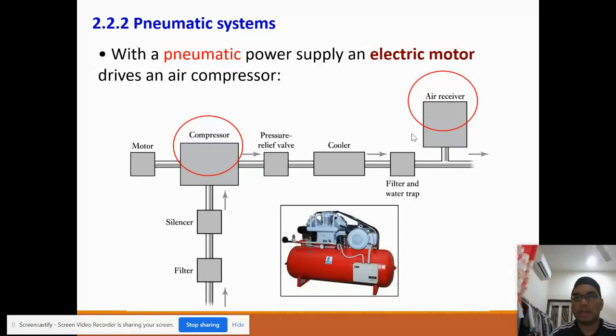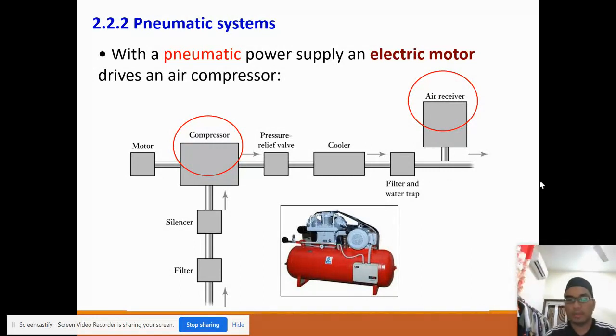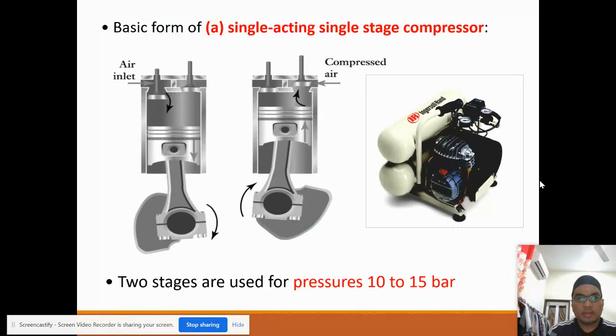Same as in hydraulics, there is also control of the air volume. This is called the air receiver. Its function is the same as the accumulator, controlling the air pressure and volume before it is sent to move your actuator system. The basic form of this is the example of a single-acting single-stage compressor. This is basically what we have in our automotive engine.